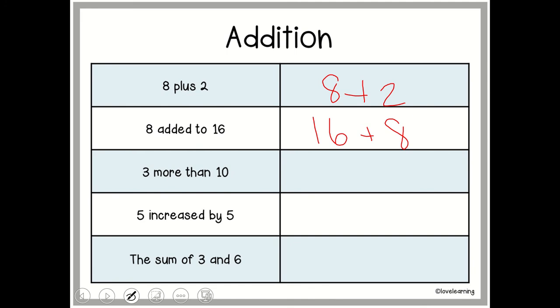Okay, our next one, 3 more than 10. I know that if it has more than, I must add. I notice that it is saying more than 10, so I'll start with 10 and then add 3 to it. So I would write it as 10 plus 3.